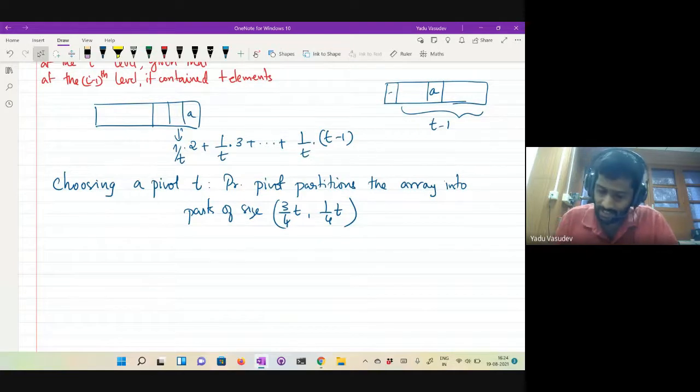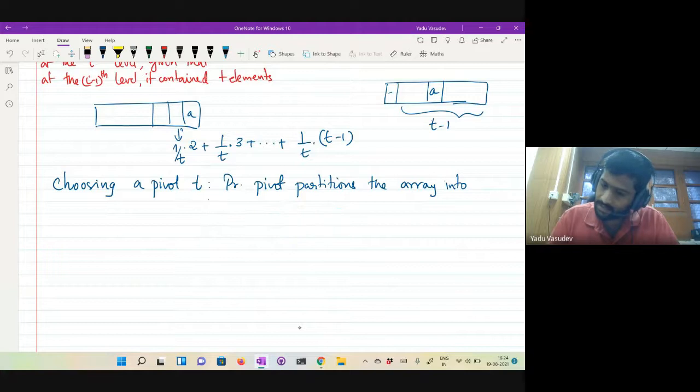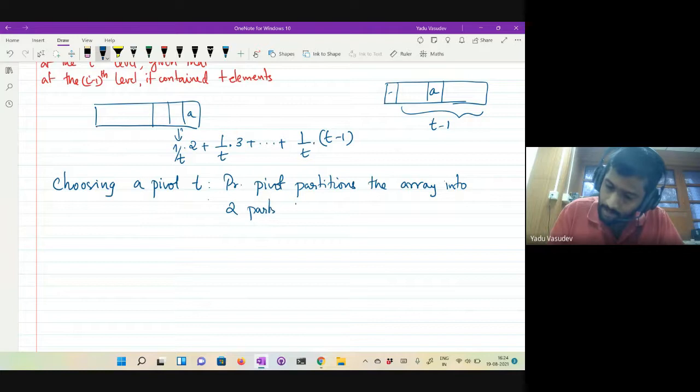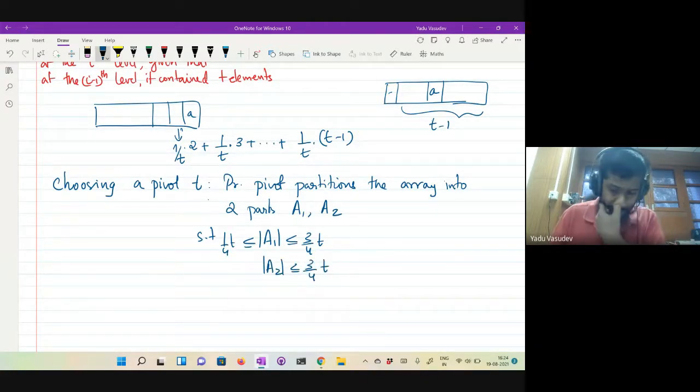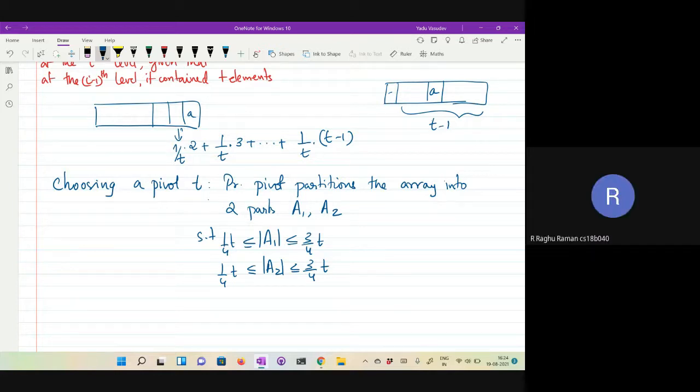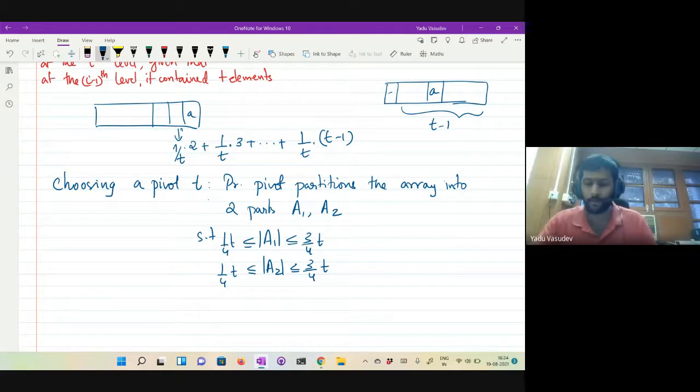So let me just reword it slightly. I want to partition the array into two parts, A1, A2, such that the length of A1 is at most 3 over 4t and is at least 1 over 4t. Similarly for A2. Maybe I should have said it this way. What you're saying is correct. I think what Indranil has written is also correct. But this is what I want to say. So this will be probability half. Yes, this will be probability half, right?